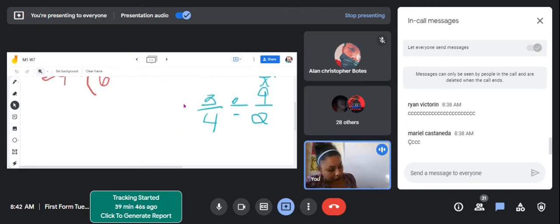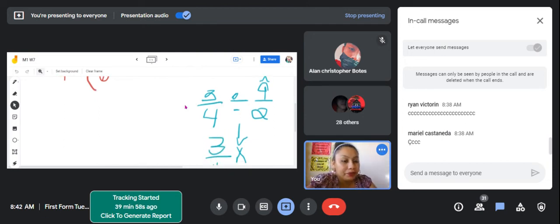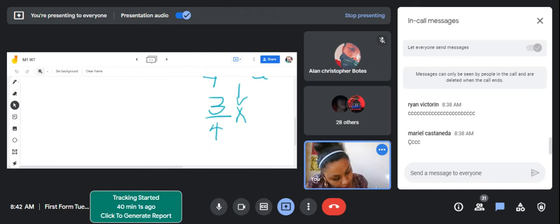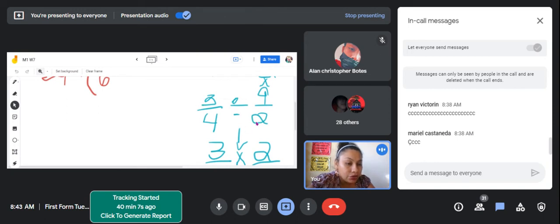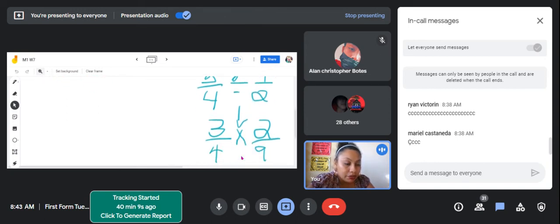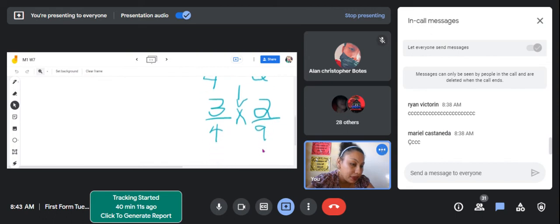Now I'm going to change the division to multiplication. And I'm going to have 3 over 4 times 2 over 9, because I write it upside down, right? It was 9 over 2. When I change the division to multiplication, this flips and turns into 2 over 9.